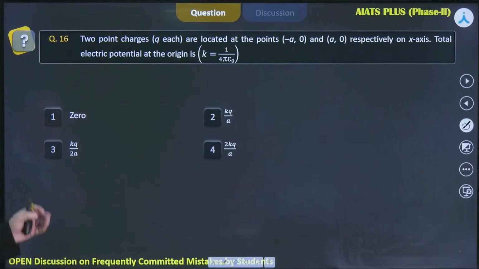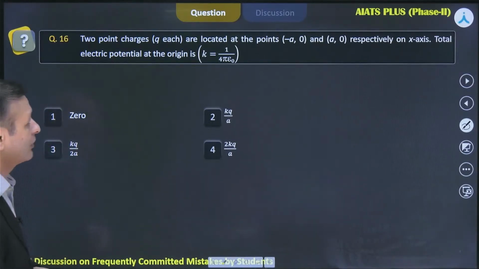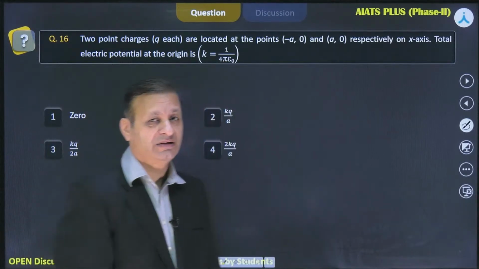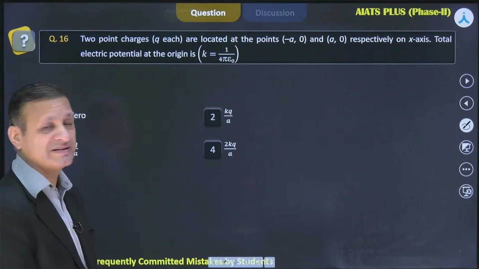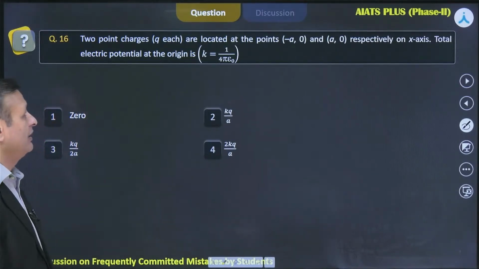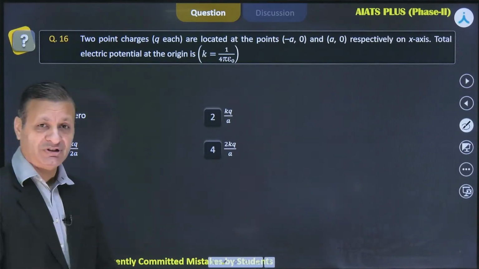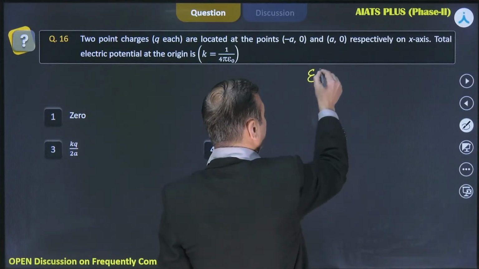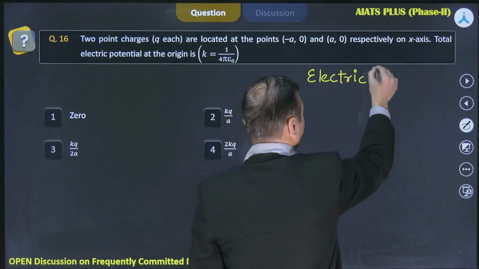So the next question is: 2 point charges Q each are located at the points minus a comma 0 and a comma 0 respectively on the x-axis. The total electric potential at the origin is... So they are asking you electric potential. Let's again build up the concept for this electric potential.